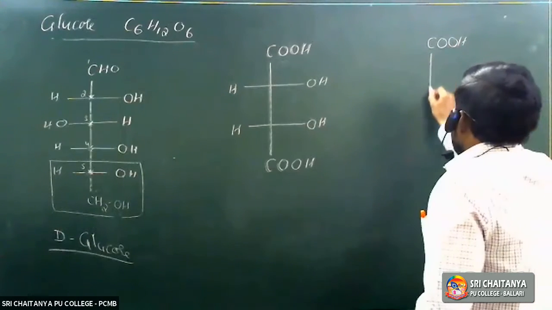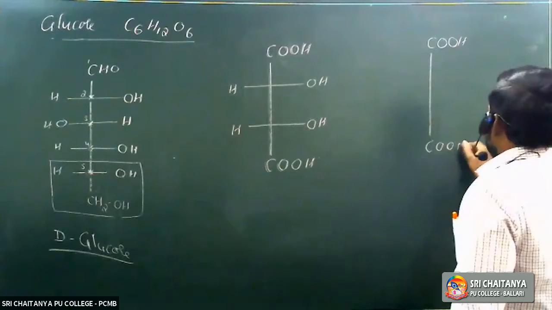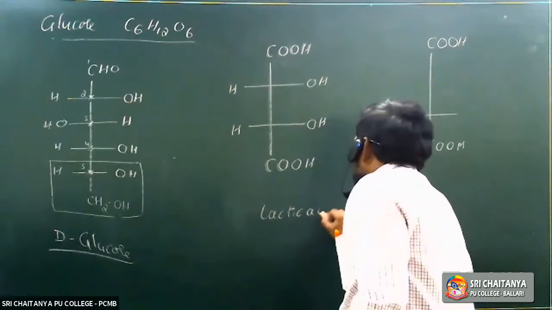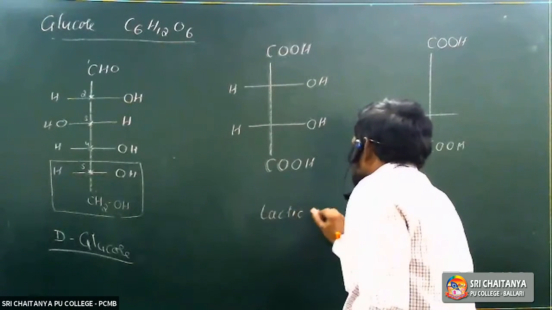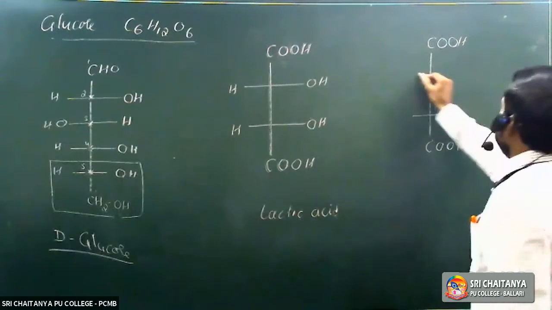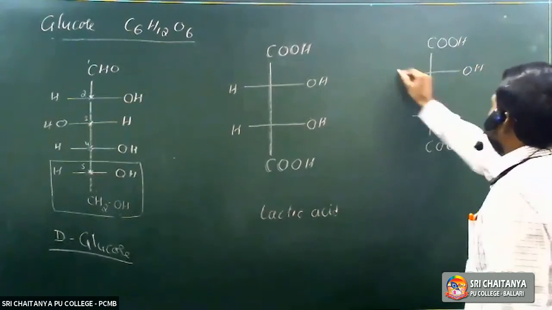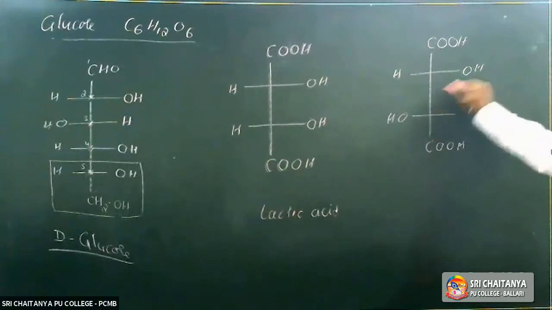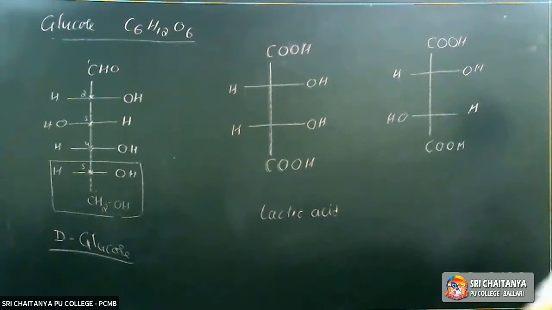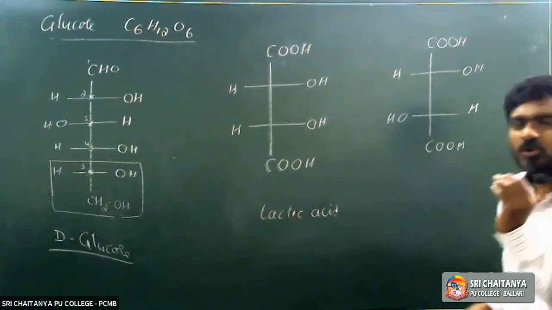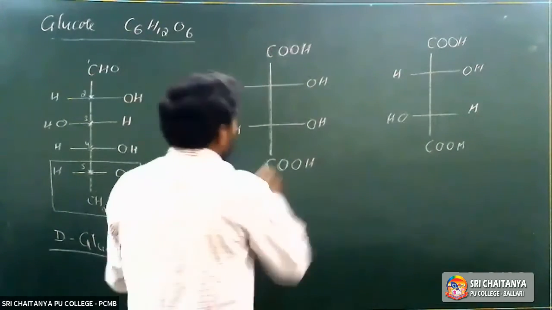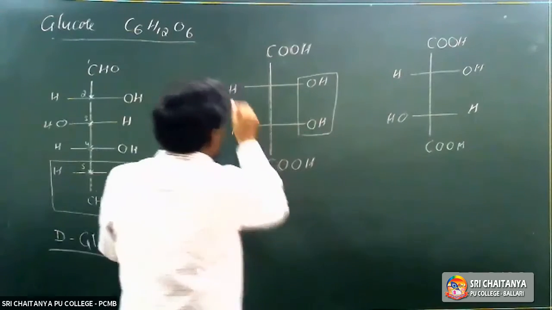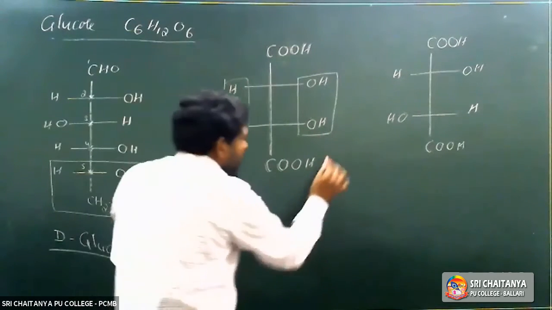It is 2,3-dihydroxybutane-1,4-dioic acid, commonly called tartaric acid. If H and OH, then OH and H are arranged so that H and OH are on opposite sides, it is called a threo compound. If two OH groups or two hydrogens are present on the same side, it is called an erythro compound.